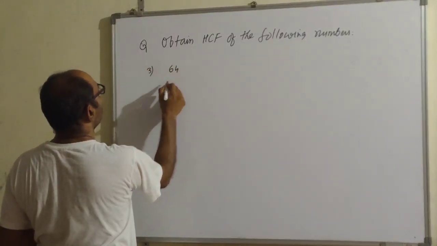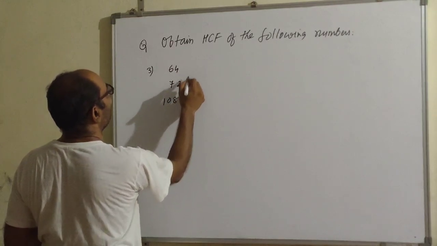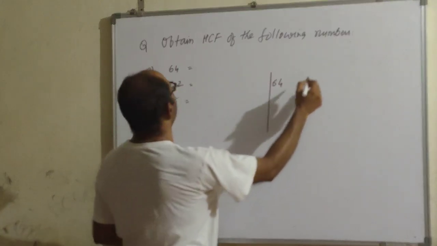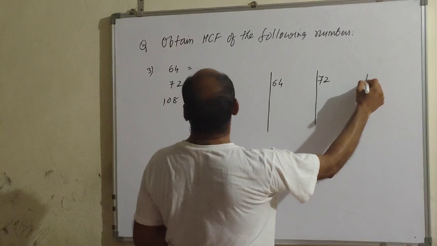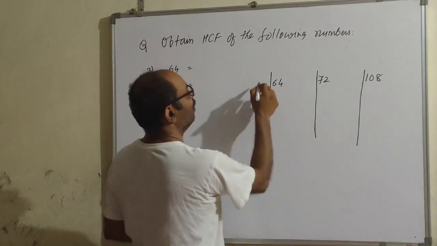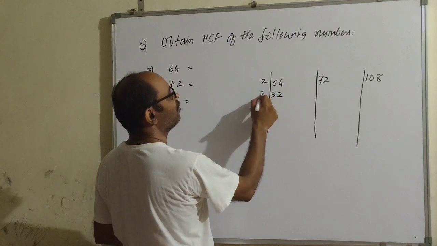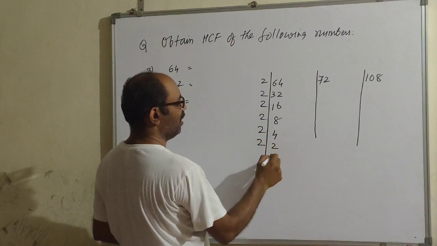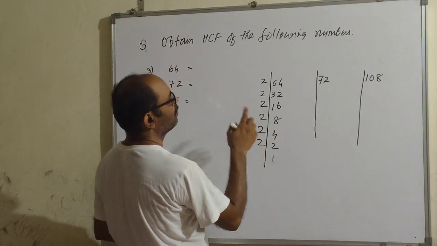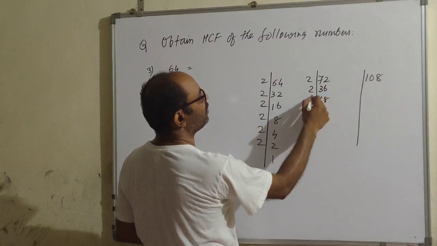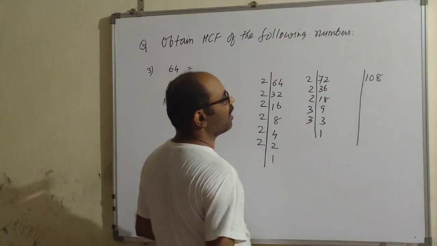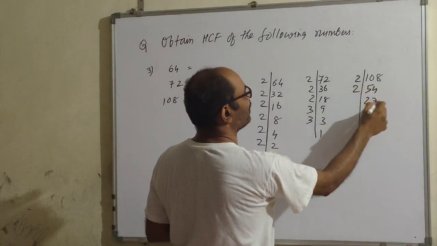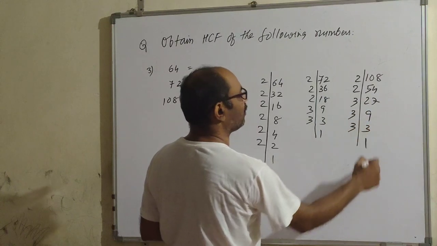64, 72 and 108. So we will have to find prime factors of 3 numbers this time. 2 32s are, 2 16s are, 2 8s are, 2 4s are, 2 2s are, 2 1s are. Correct? 2 36s are, 2 18s are, 2 9s are, 3 3s are, 3 1s are. I hope I am not too fast. Anyway, you can do this. 2 54s are, 2 27s are, 3 9s are, 3 3s are, 3 1s are.